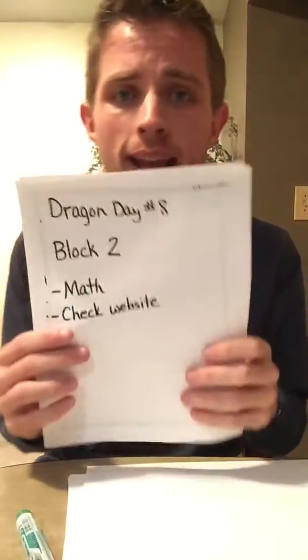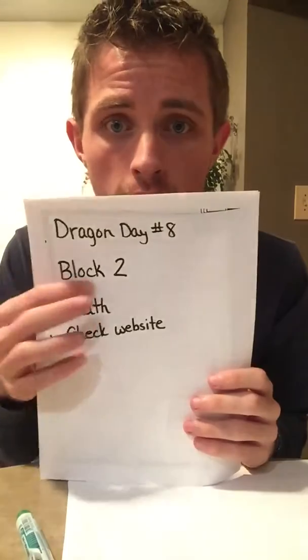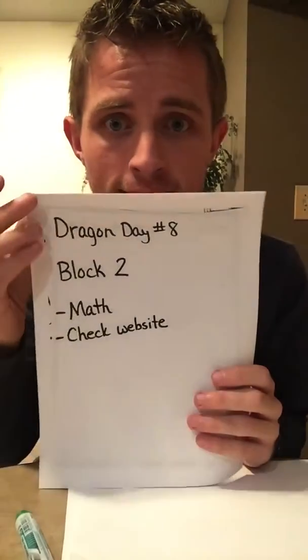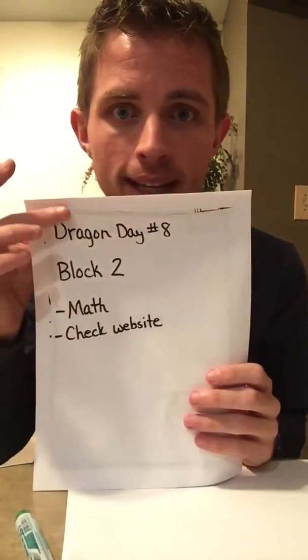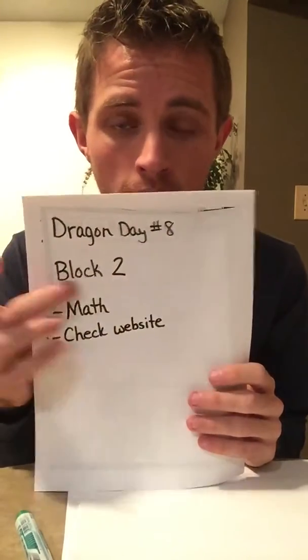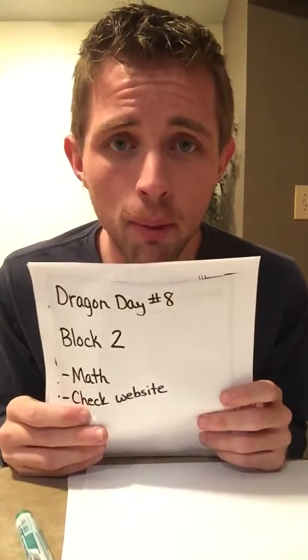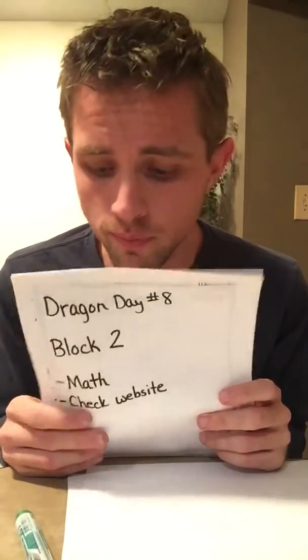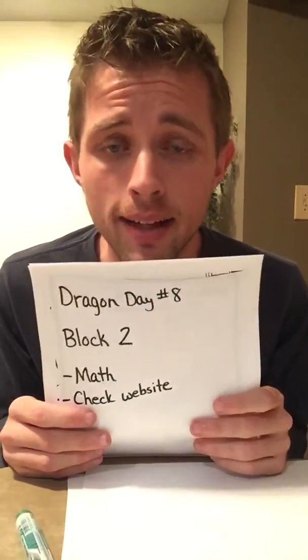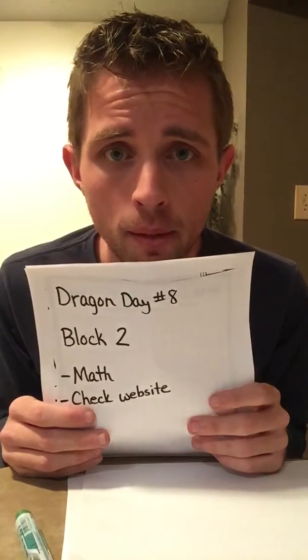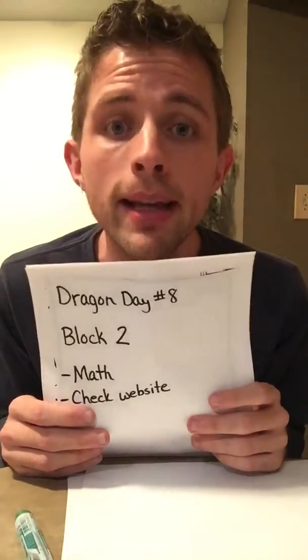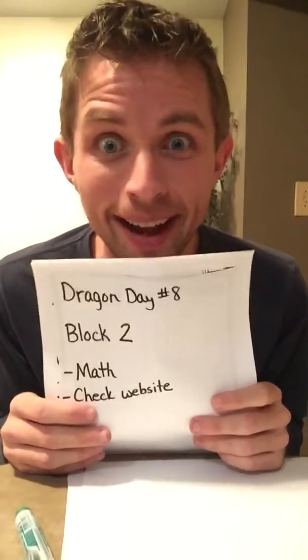So the work that you do have to do today is in Dragon Day 8, Block 2. Okay? So you need to get this out, and it'll say math, and it'll say check. So you need to get Dragon Day 8, Block 2. Go ahead and take time to get that out. I'll wait for a second. This is going to be really easy, guys. I promise. My job is to not make it hard. My job is to make it to where you understand it, right?